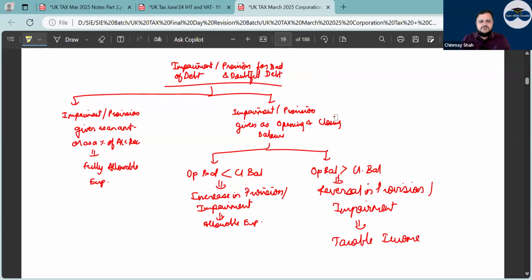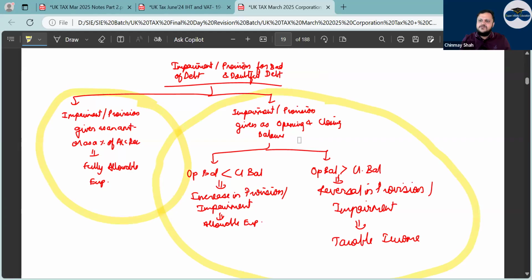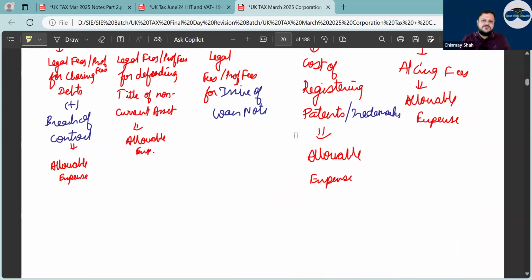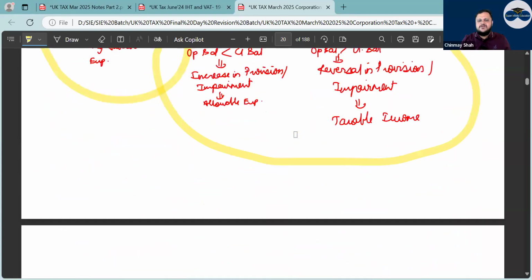So 80%. There is also 85% of expenses allowed if the car has more than 50 grams of emission. Impairment of debt, correct. Impairment of provision as a percentage allowed, correct. Opening and closing balance, I have taught this, correct. If the opening balance is lesser than the closing balance, then there is an increase in provision. If the opening balance is greater than the closing balance, there is a reduction in provision, that will be taxable income, correct.